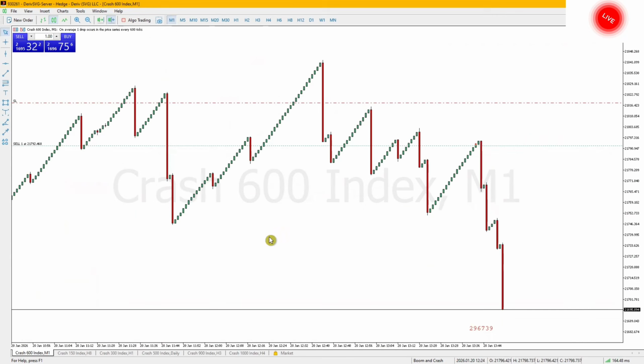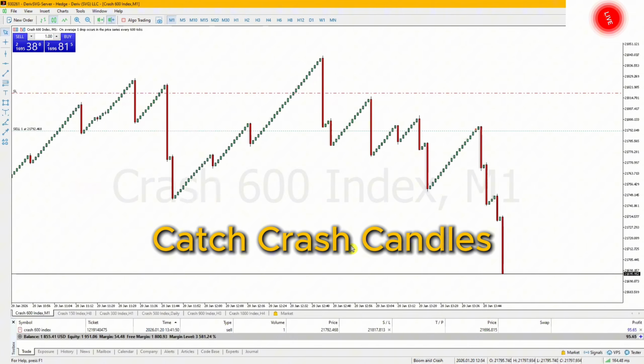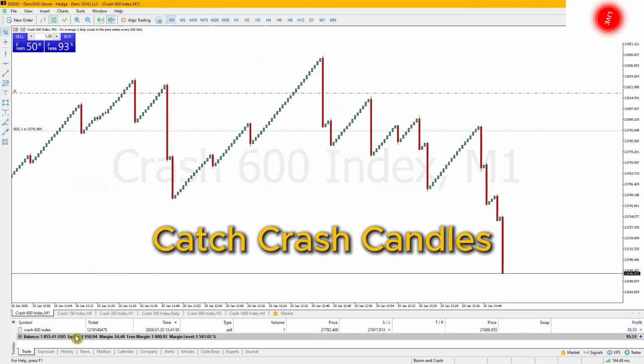I think I found an easier way to catch crash indices spikes or crash candles. So step number one, what we need to do is to identify what the daily time frame is doing. We have to look for a bullish candle before the day ends, before it closes. So we need to look for a bullish candle on a daily time frame.